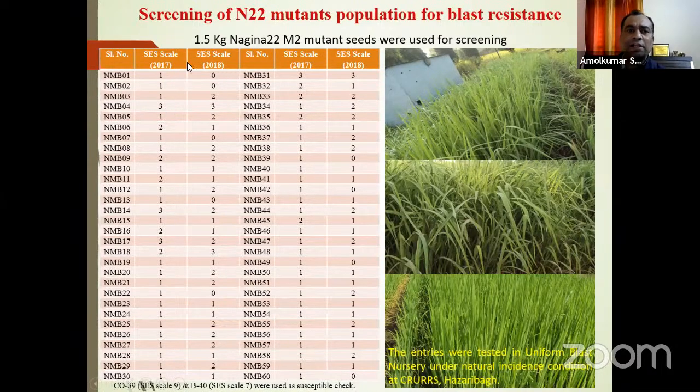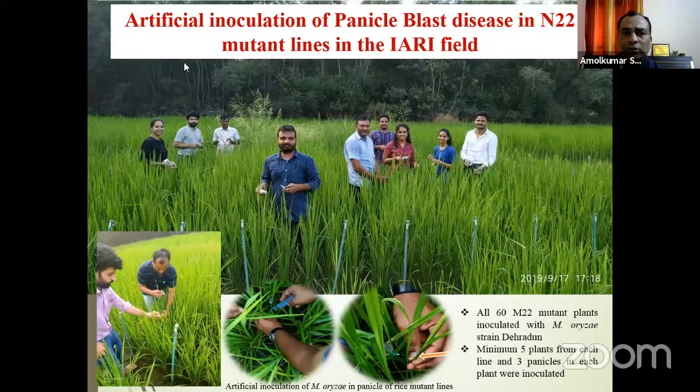Next year, in 2017, we again sowed those 60 lines there and screened them on the basis of the score, which was 0 to 9, and we selected only 1, 2 and 3. In the next year we got scores of 0 to 3, and these are really resistant lines. After selecting for 2 years, we brought those lines here and sowed them in Delhi conditions, and checked all 60 lines for panicle blast as well as leaf blast. My students work continuously for almost 1.5 months every year to check these lines for resistance. We check almost 5 plants from each line and 3 panicles from each plant.